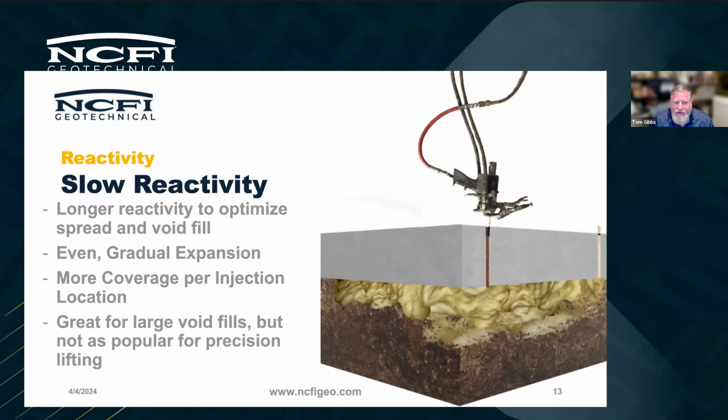It does, however, not spread out as far, so you have to go back through and make sure you fill all the voids. You can tighten up your grid to make that happen a little better. With the slower reacting foams, you're going to get more gradual expansion. It's longer reaction time. We have some that would be considered slow that are still used for lifting. We have some that are incredibly slow that are used for void filling. You're going to get more coverage per injection location, so you can spread your grid out a little bit. Great for large void fills, but not as popular for precision lifting.